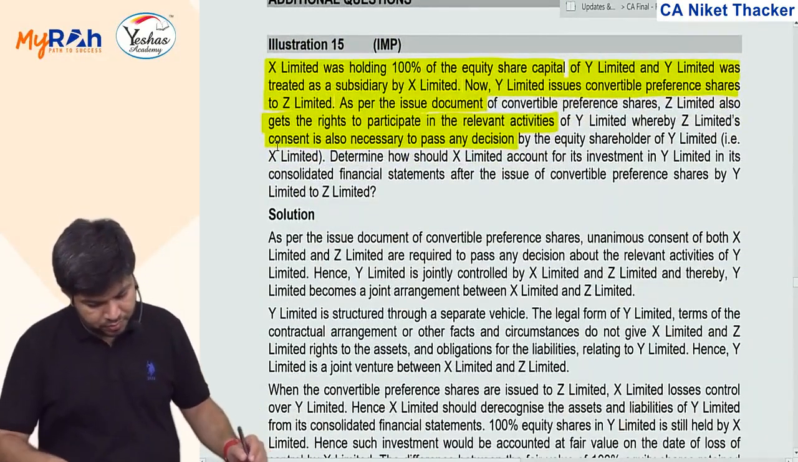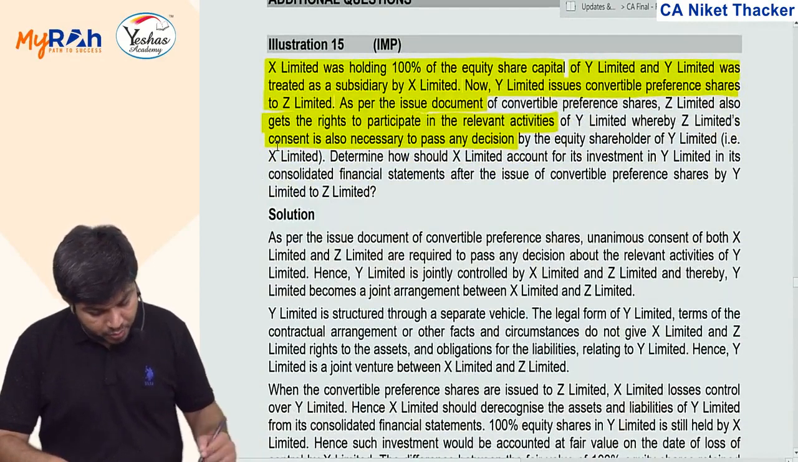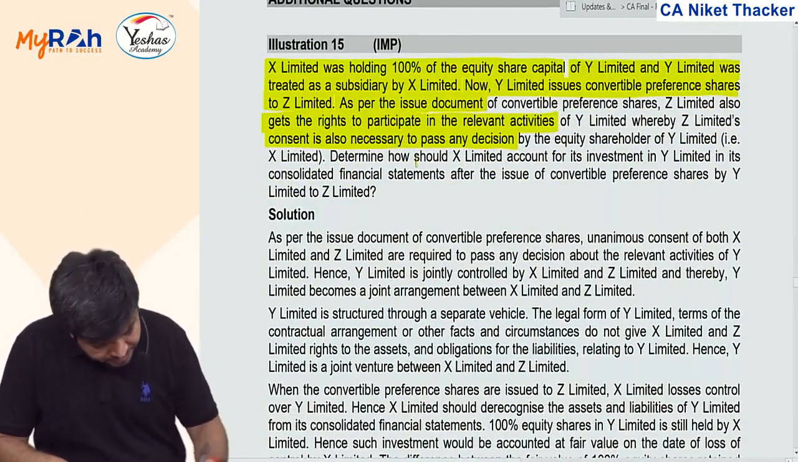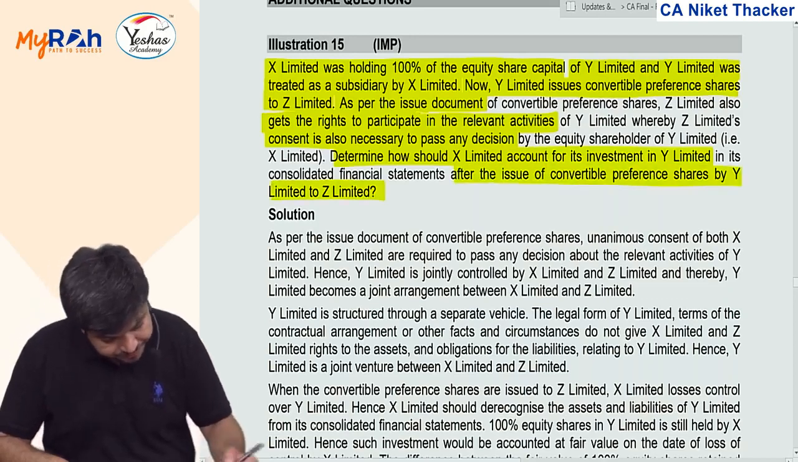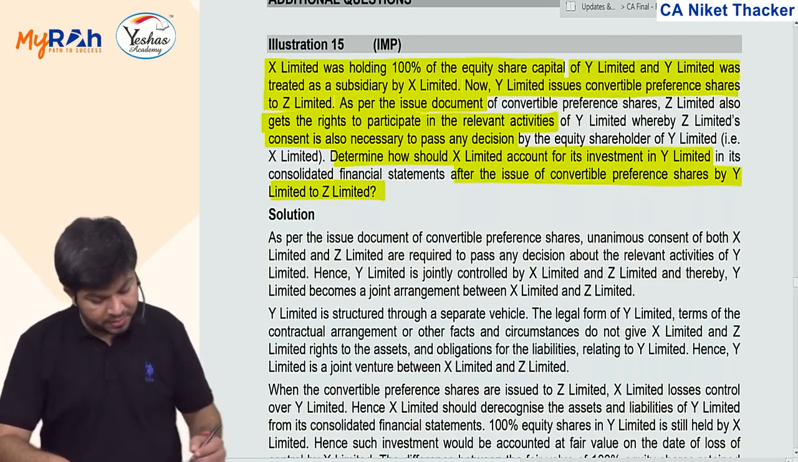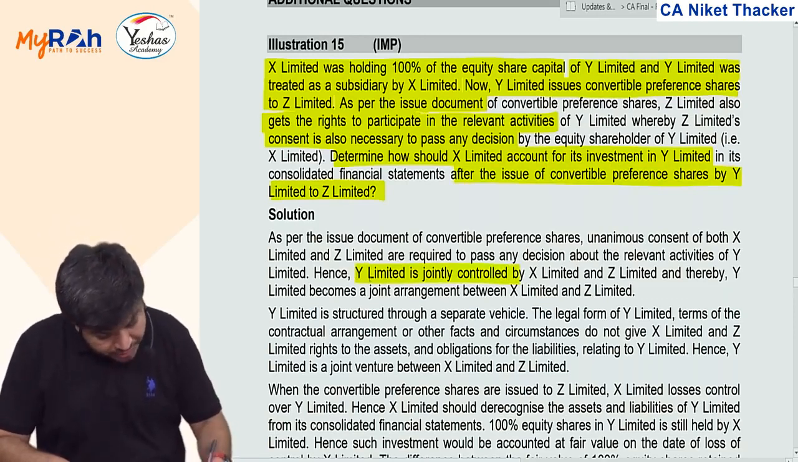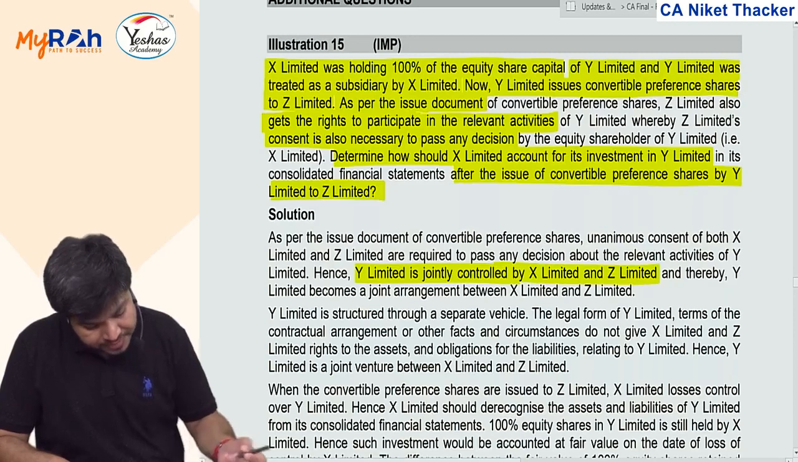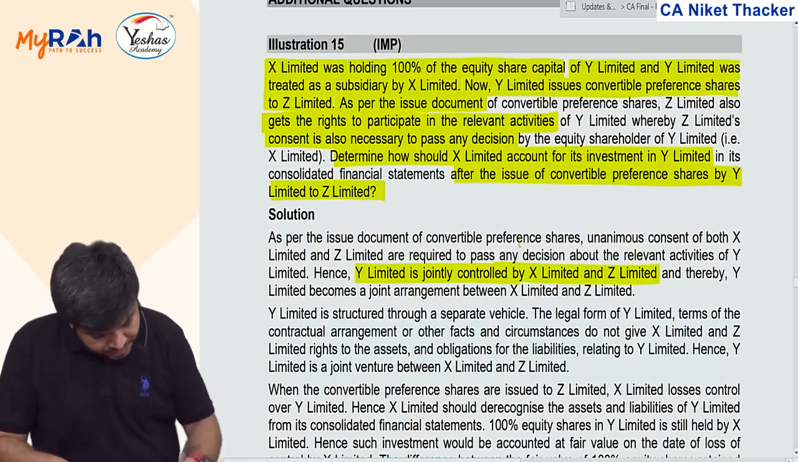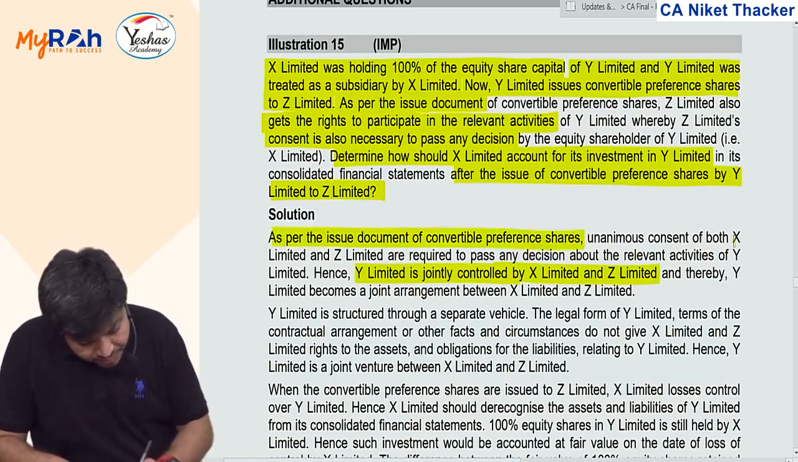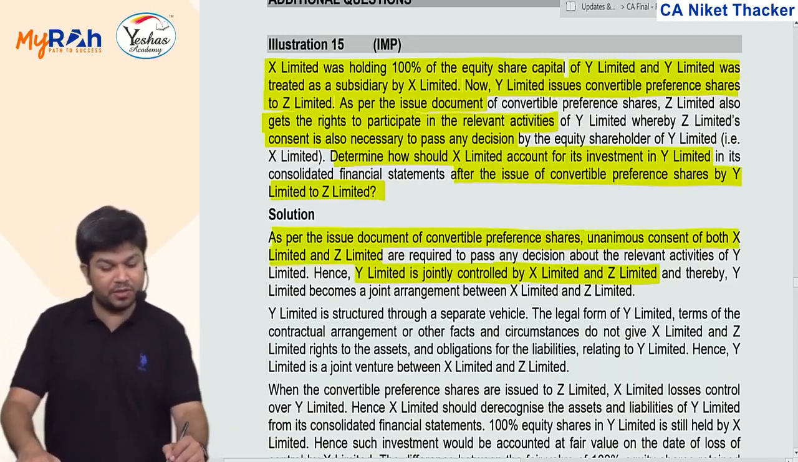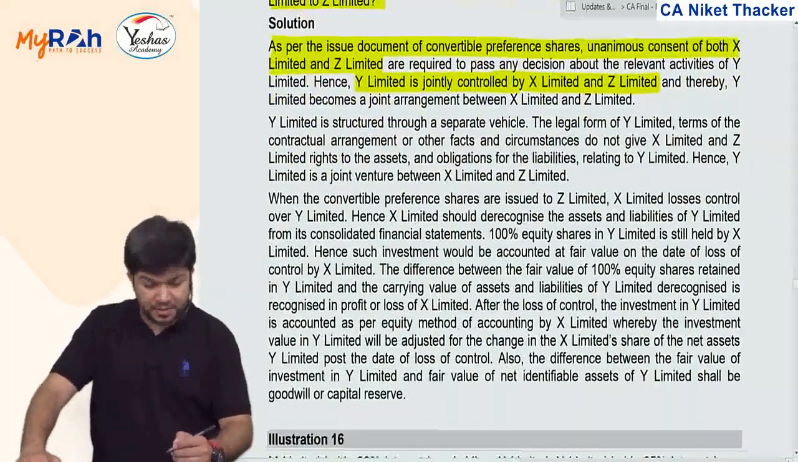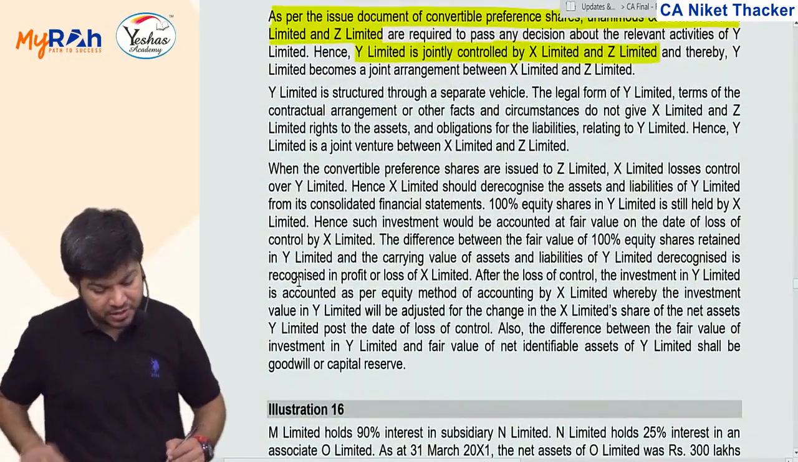We both control together. Joint control. Okay, so how to account for investment? Determine how to account for X's investment in Y after the issue of preference shares by Y. Earlier it was like this. Now Y is jointly controlled by X and Z. As per the issue document, you need the unanimous consent of X and Z both. It's jointly controlled. Okay, and it's a separate vehicle, so it's a joint venture.